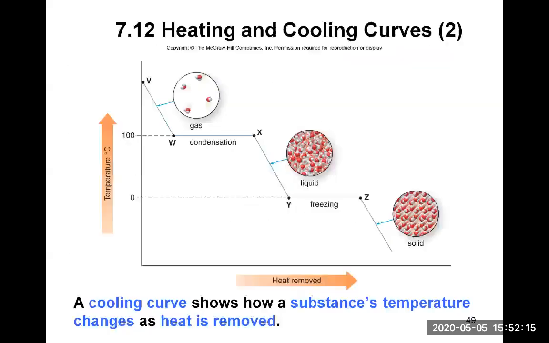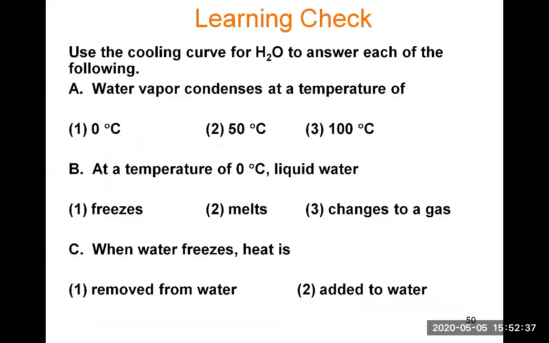So notice that the substance shown here was the molecule of water. You can recognize the H2O model. And you recognize that the boiling point is 100 degrees Celsius here, and the melting point is 0 degrees Celsius. So keep this cooling curve in mind for the next learning check. Use the cooling curve for water to answer each of the following.